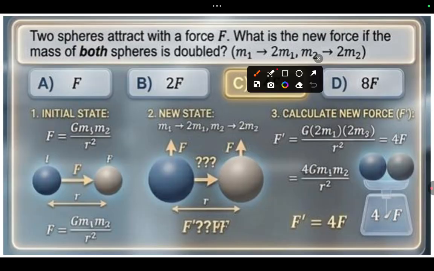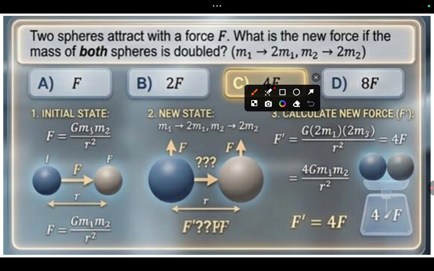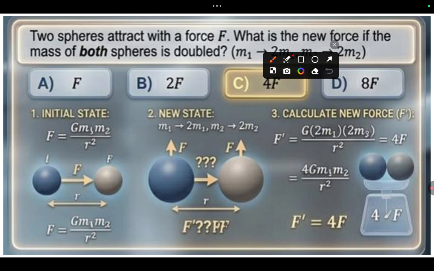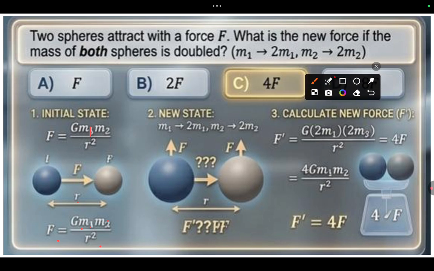So, two spheres attract with the force F. What is the new force if the mass of both the spheres is doubled? So the question is again asking about force. So what is the formula? F equal to G m1 m2 by r square. They are initially separated by r distance. So F equal to G m1 m2 by r square. Clear? Now what did we change? The mass of both spheres is doubled. So this is 2m1, this is 2m2.